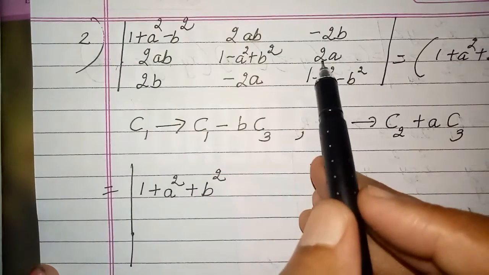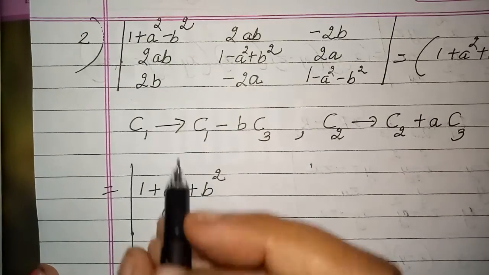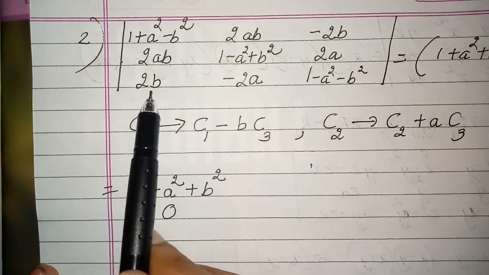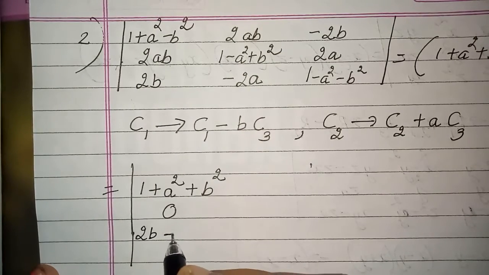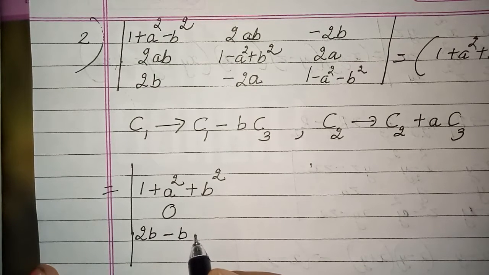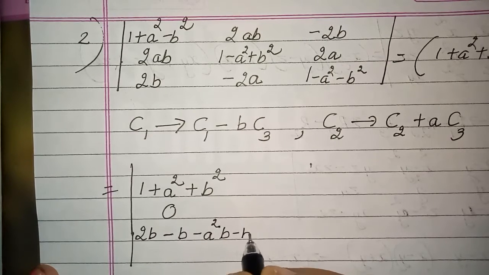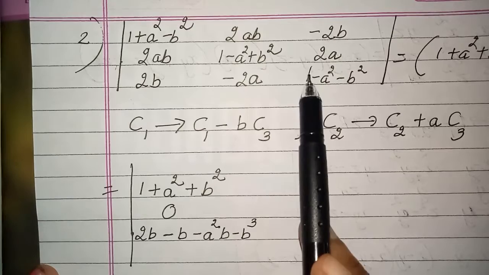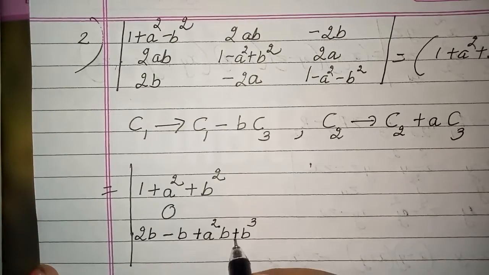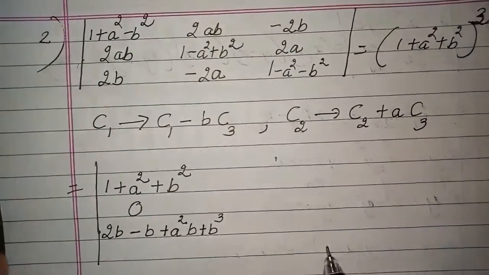Okay. Now 2ab minus 2ab will be 0. Now here it will be 2b. Okay, 2b minus b times of C3, minus a square b minus b cube. Is it okay? 2b minus b times of this. So this will be plus and this will be plus. Minus b. Okay. This also will be plus. Then we will simplify it.